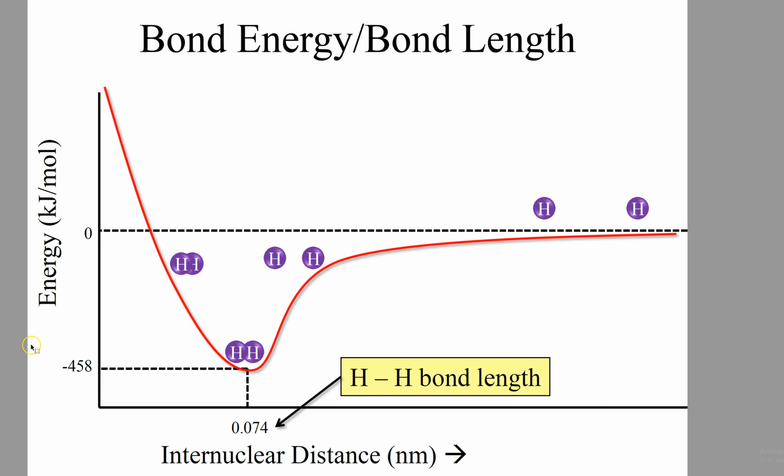So on the y-axis, you have how much energy you have, kJ per mole. So obviously, the more negative that number is, the more likely there's the likelihood of a bond forming. So at the very bottom of this chart you see right here, this tells you that at negative 458 kilojoules per mole, hydrogen and hydrogen will combine, and this distance is exactly 0.074 nanometers.